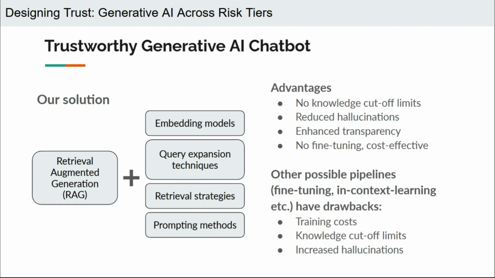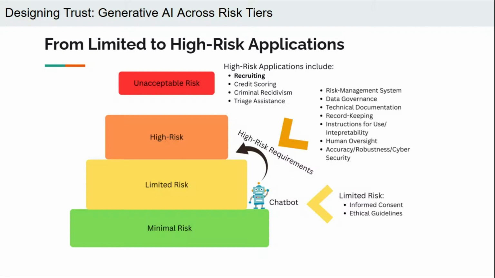Now my colleague Marzio will take it from here to introduce the second use case. When passing from a limited risk application such as a chatbot to a high risk application such as recruitment, you have to overcome a huge step with additional requirements such as a risk management system, data quality, automatic system of logs, instruction for use, interpretability of outputs, human oversight for responsible decision making, and appropriate level of accuracy, robustness, and cybersecurity. All these requirements must be documented and justified.